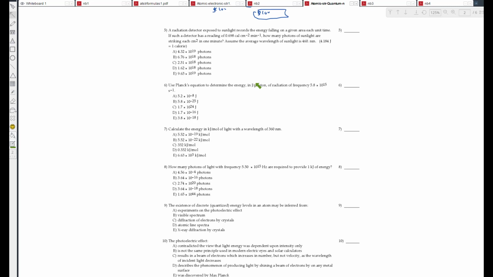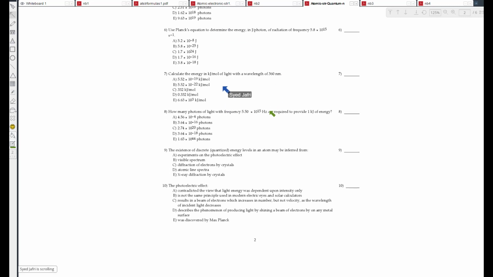So 6.63 times 10 to the negative 34 power times the frequency, not wavelength, 5.8 times 10 to the 15, and then it gives answer E. That's correct.